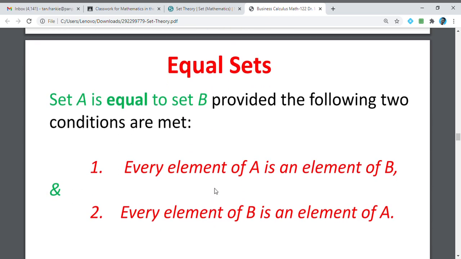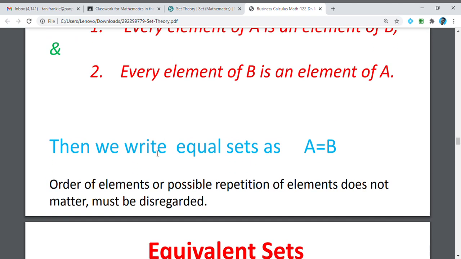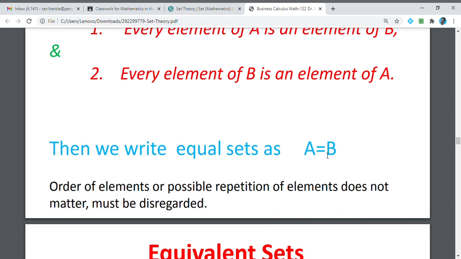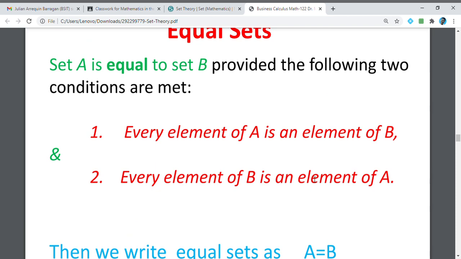Okay, let's talk about equal sets. Equal sets means that the elements found in two sets are the same. Remember, the elements found in the two sets are the same. Then we write equal sets as A equals B. Aside from having the same number of elements, the elements are simply the same. Okay, so that is known to be an equal set.